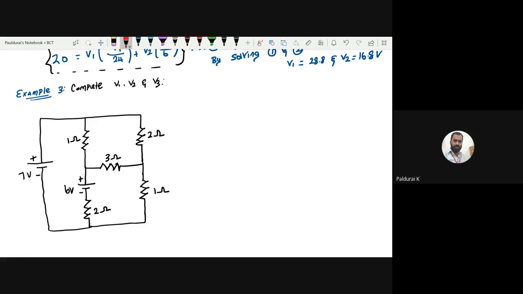The question is compute V1, V2 and V3, but V1, V2 is not given. Intentionally I didn't give, but you want to locate where V1 will be there, where V2 will be there, and where V3 will be there. But thank God, I want to remember one point.